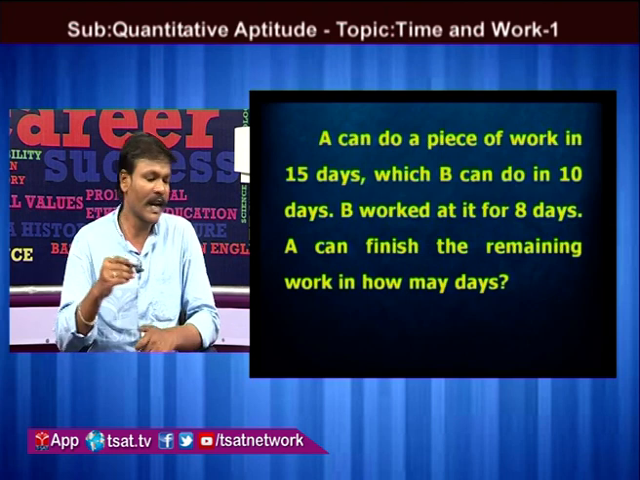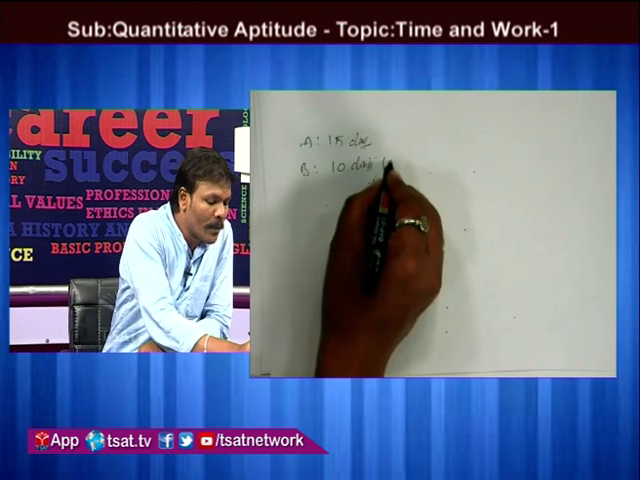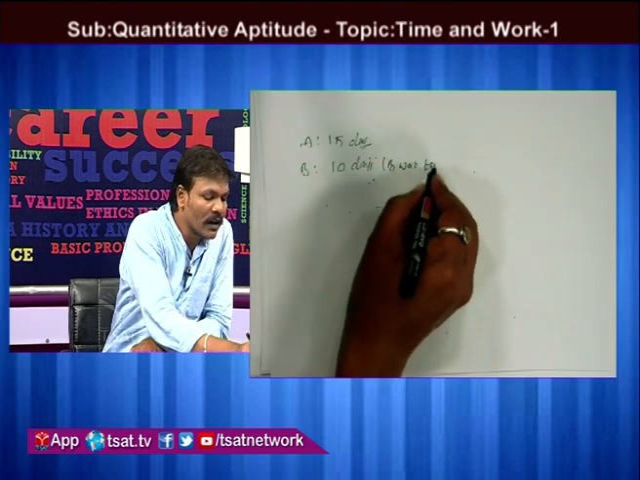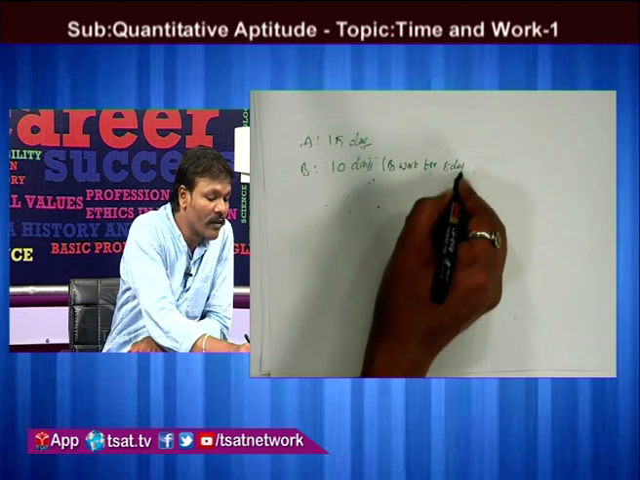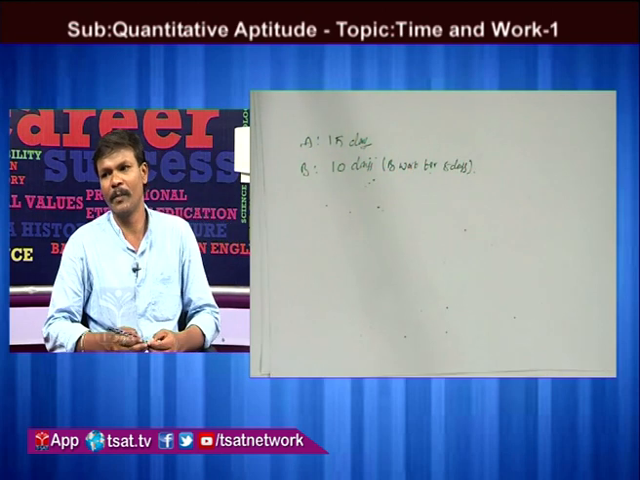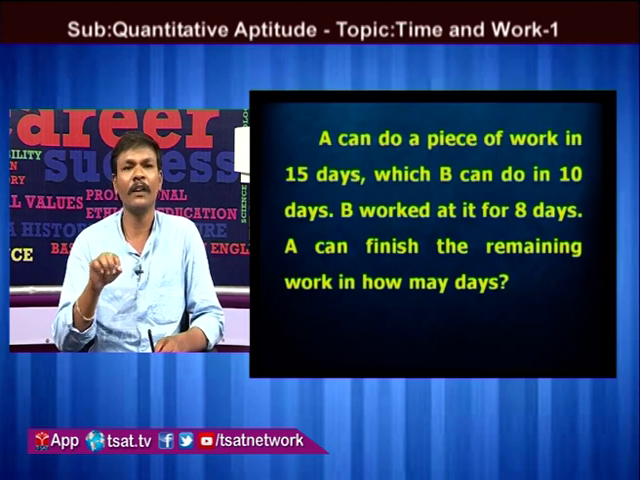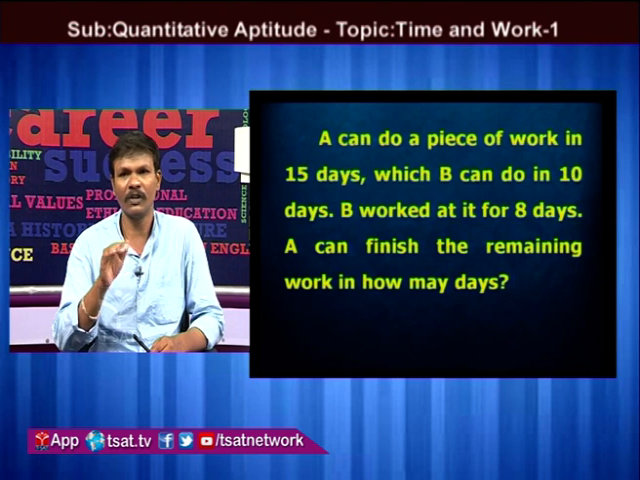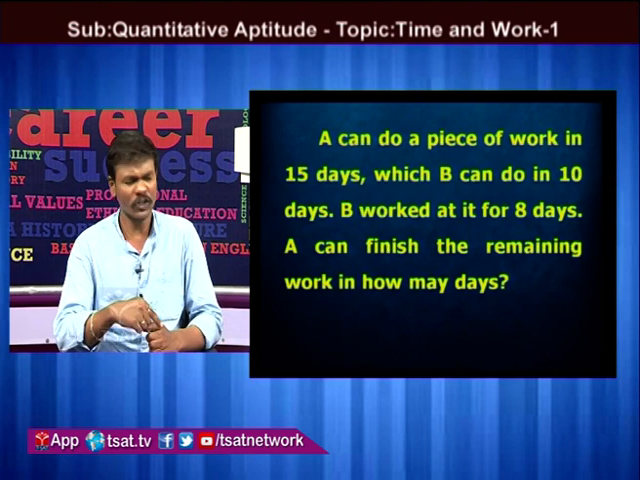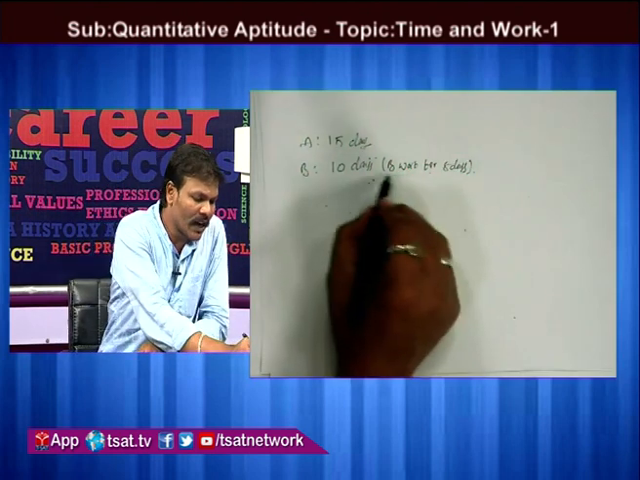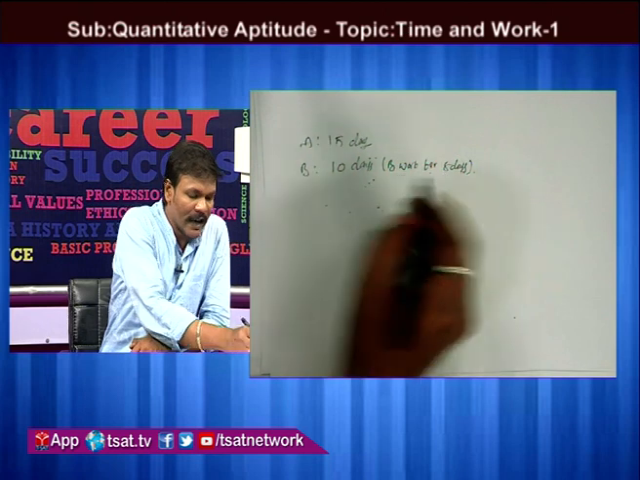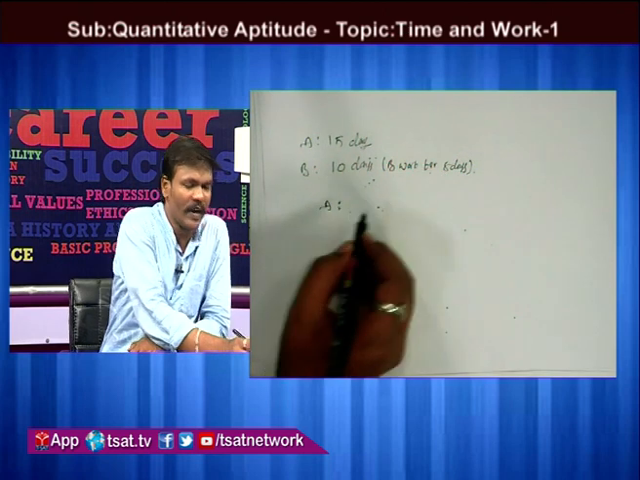B worked for 8 days. That means B alone started the work and worked for 8 days, so A is not involved in these 8 days. A can finish the remaining work in how many days? So, after B completes 8 days of work, in how many days can A complete the work?